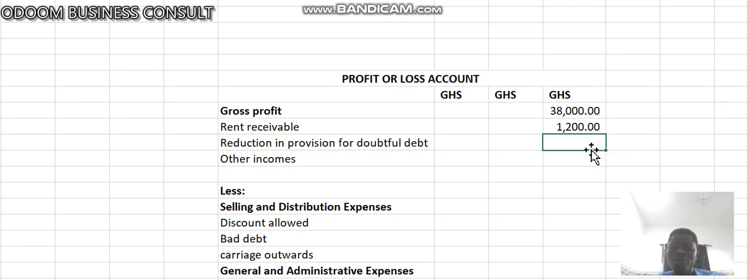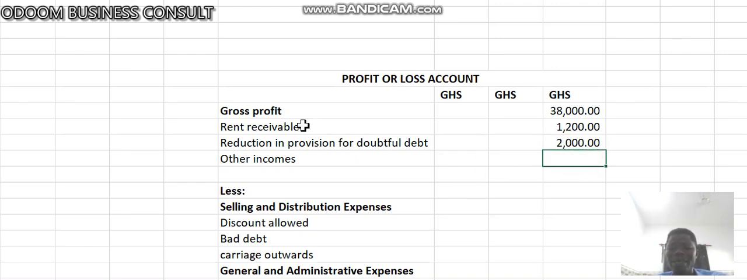But if the provision for doubtful debts increases, then it's no more a gain, but it will form part of the expenses down here. So let's assume a reduction in provision of 2,000. That one you add, and then other income.